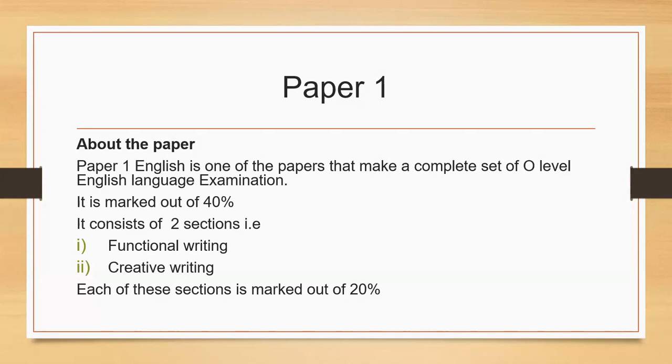Creative writing is supposed to be beautiful. It's supposed to appeal to the reader. Whereas with functional writing, the purpose of functional writing is to communicate. And since the purpose of functional writing is to communicate, one is not expected to use very difficult words.